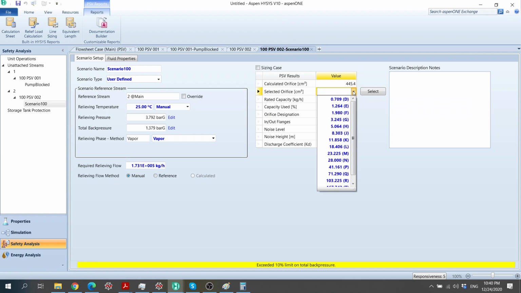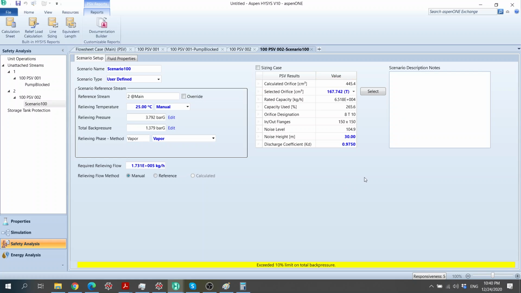So in this case, 445. We don't have any. You don't even have the size. So what we do is that we have to select here. So we have to do like this divided by this guy. It's about like maybe 3 times. So we have to select this 3 times. So there are three orifices with this size.